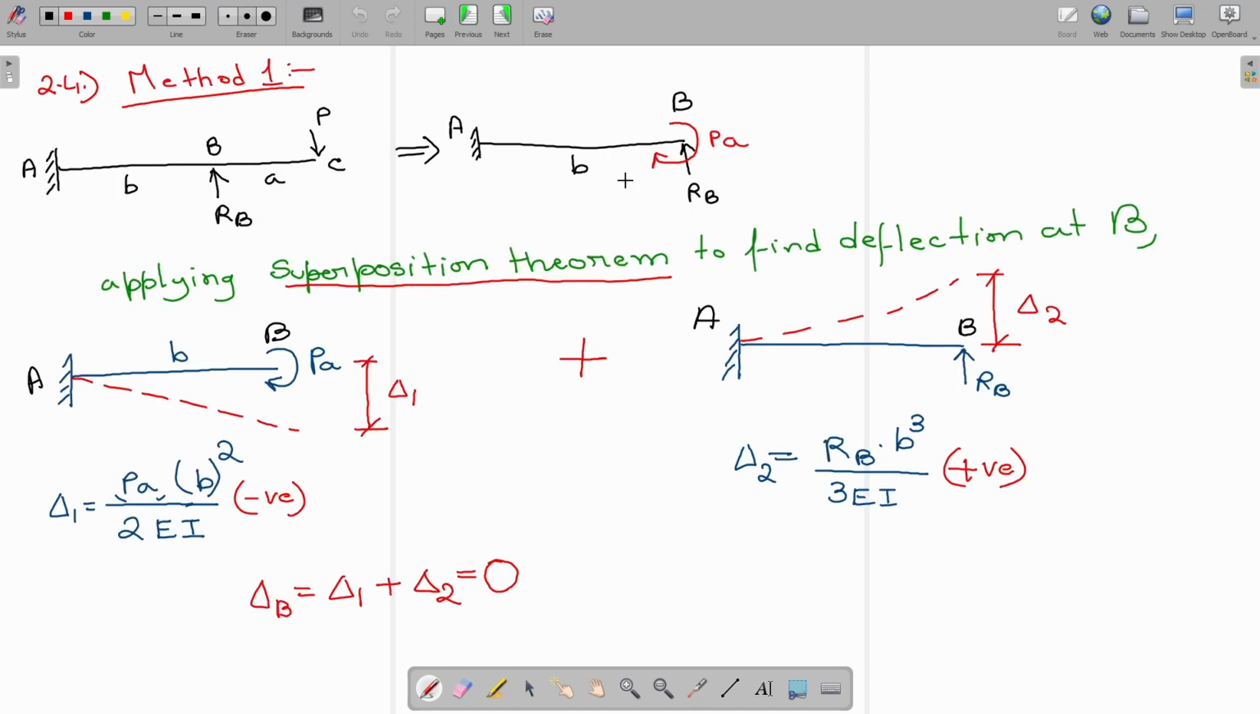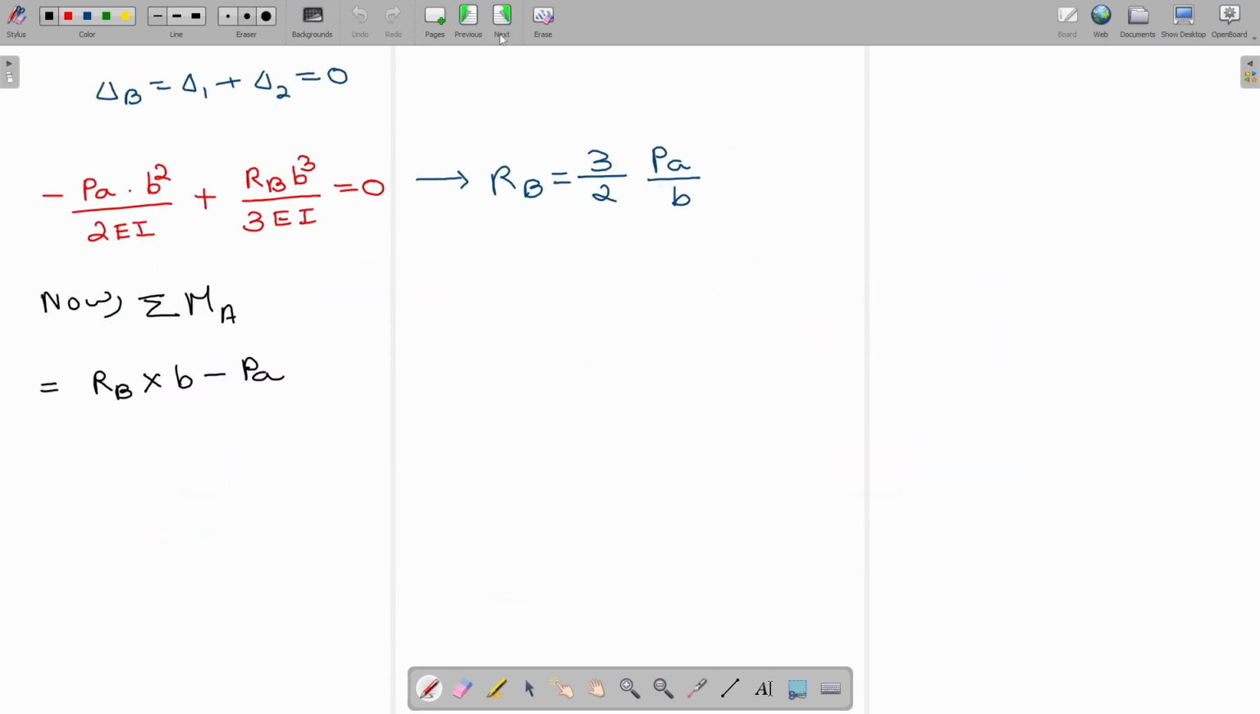This is the diagram we are following. RB, which is acting here in the upward direction, is in the anti-clockwise direction, and PA is in the clockwise direction. So we are writing like this: 3 by 2 PA by B into B minus PA. B is cancelling out, and this is PA by 2. Okay, this is the answer. Now this is method 1.